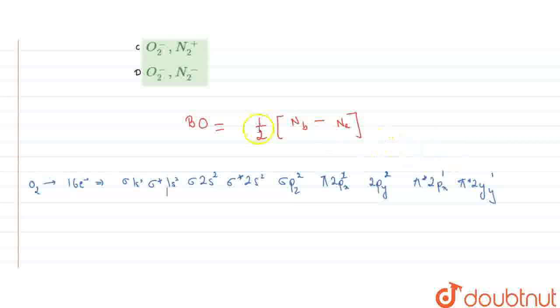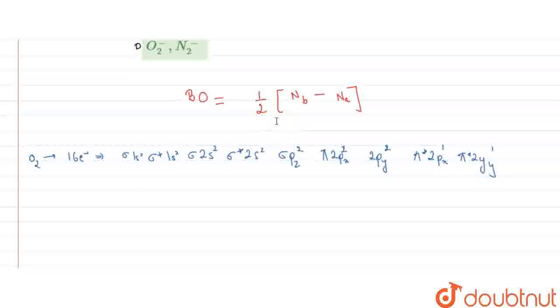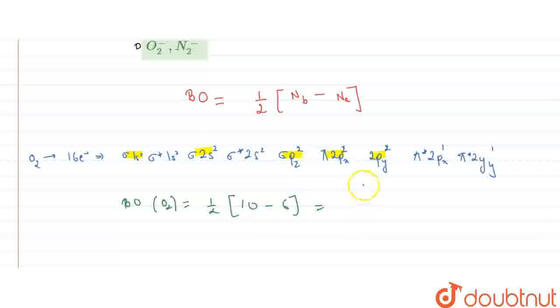So let us count the number of bonding and anti-bonding electrons and hence find the bond order. Bond order for O2 will be equal to half times the number of electrons in bonding orbitals, that is 2, 4, 6, 8 and then 10. So 10 electrons over here, and anti-bonding will be 6. So 10 minus 6 comes out to be 4 by 2, that is 2.